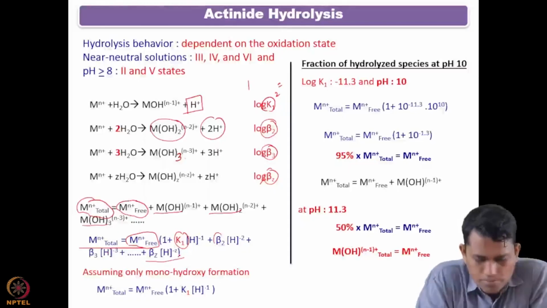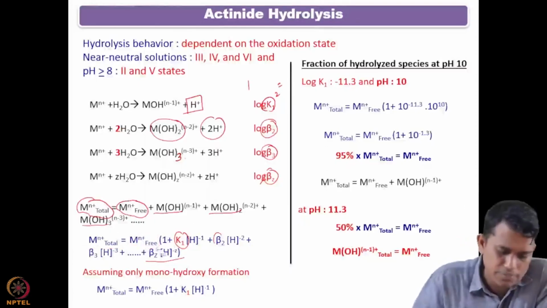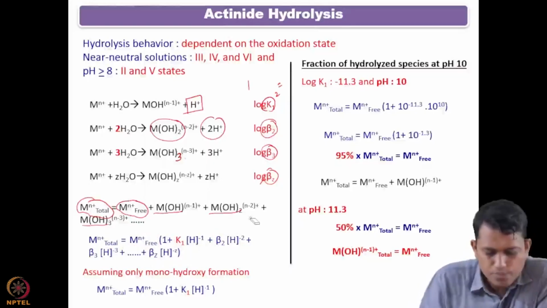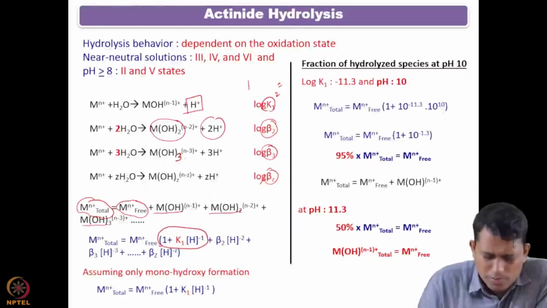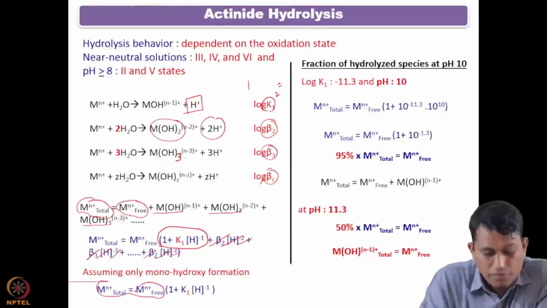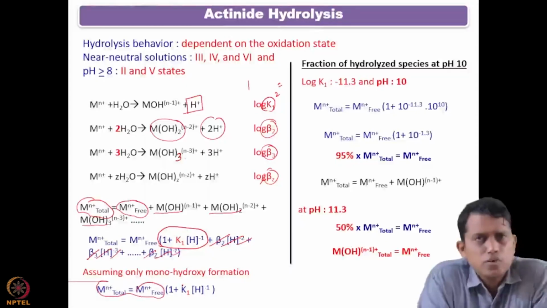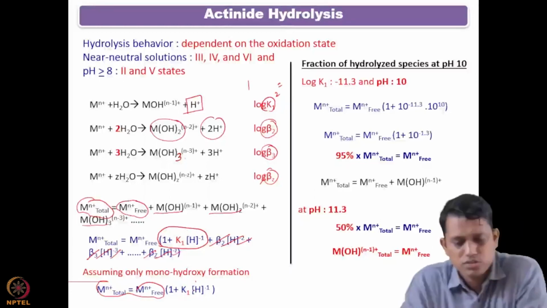Just for simplicity, I have assumed that we have a metal ion which is forming just a monohydroxy complex. In that kind of condition, what will happen? I assume that this is forming only monohydroxy, so for simplicity I am removing these other terms. The only thing I am left with is Mn total, that is nothing but Mn free times (1 plus my first protonation constant divided by my proton concentration).